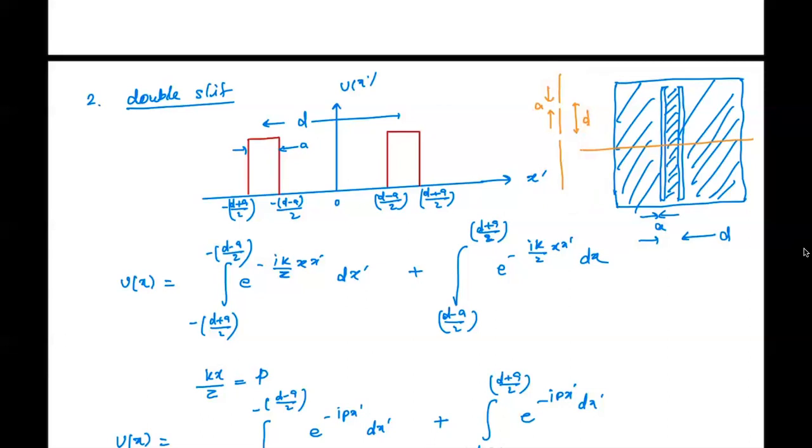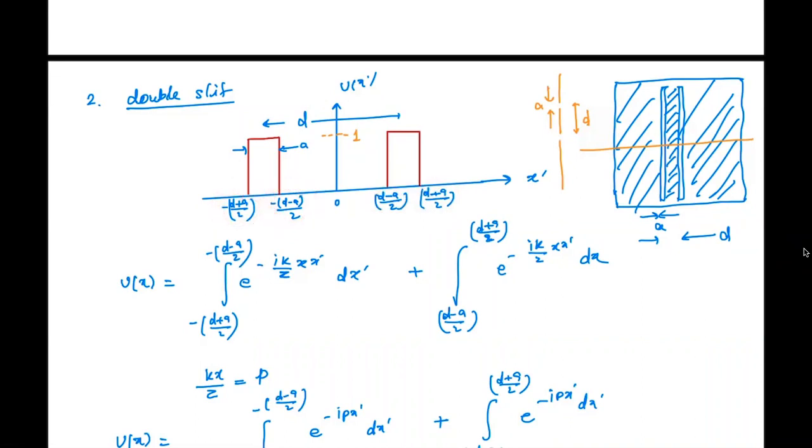So what do I have? In this region, the transmission is 1. In this region, the transmission is 1. Otherwise, the transmission is 0. So what is that range? Of course, the width is a, separation is d. So this is d minus a by 2 to d plus a by 2, because this is d by 2, this is a by 2. So d by 2 minus a by 2 is d minus a by 2. Similarly, this is d plus a by 2. This one is minus d minus a by 2. This one is minus d plus a by 2.